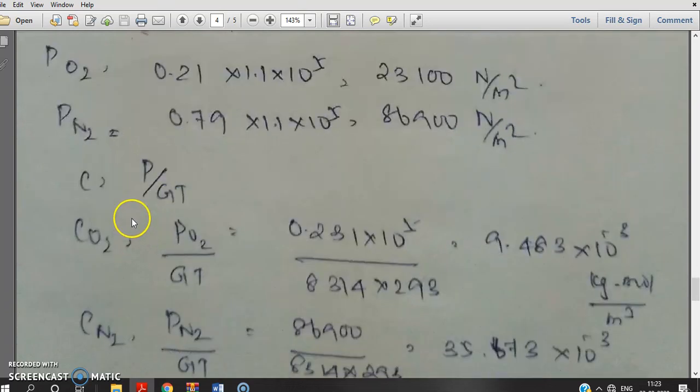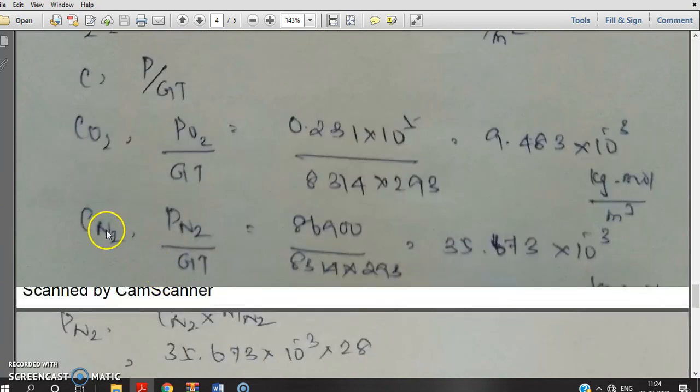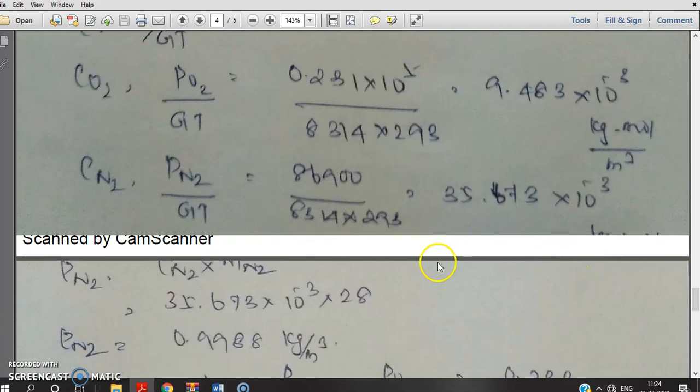So C is equal to P by Gt. C of oxygen equals 0.231 into 10 power 5 divided by 8314 into 293. So it is 9.483 into 10 power minus 3 kg mole per meter cube. Then C of nitrogen equals P by Gt, that comes around 35.673 into 10 power minus 3 kg mole per meter cube.